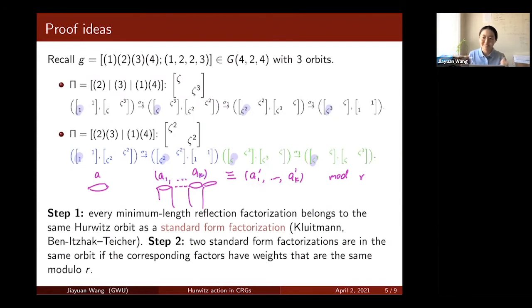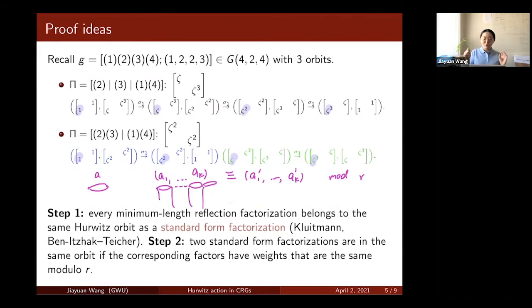So go ahead. When you have a tuple, when you say modulo R, does it mean entry-wise? I guess I'm a bit confused about tuples having mod R. Is it a1 is congruent to a1 prime mod R, or... Right. Yeah. So here I want a1 to be the same as a1 prime, and then a2 will be the same as a2 prime, all the way to ak will be the same as ak prime. So then this a1 would correspond to the first pair of factors, and then this a2 would correspond to the second pair of factors.